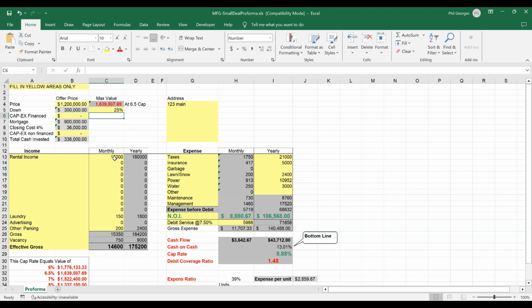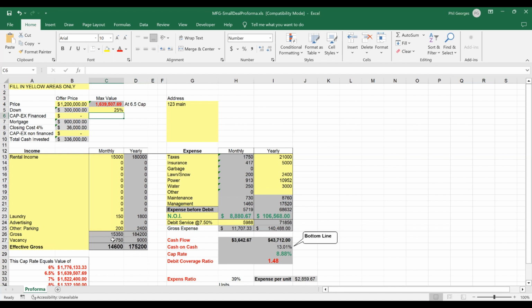This will be up to you how aggressive or conservative you want to be with this income. Then you'll put any other income that you need to put in these columns. Unlike the other calculator, you're not breaking it down by unit because these are smaller deals. And you'll put in any laundry income. You'll put any advertising income you might have from a billboard or otherwise, parking income. These are things I've come across in the past when I created this. And then you'll have a gross income.